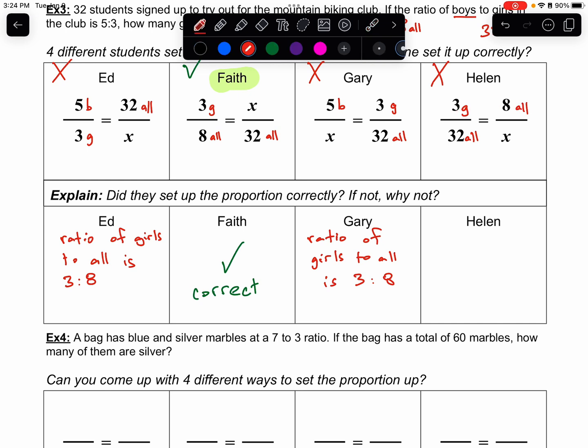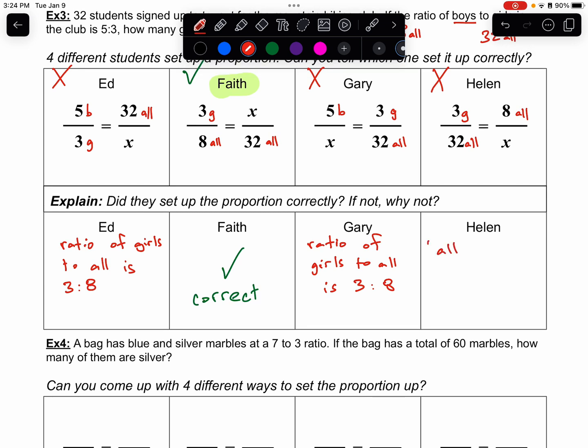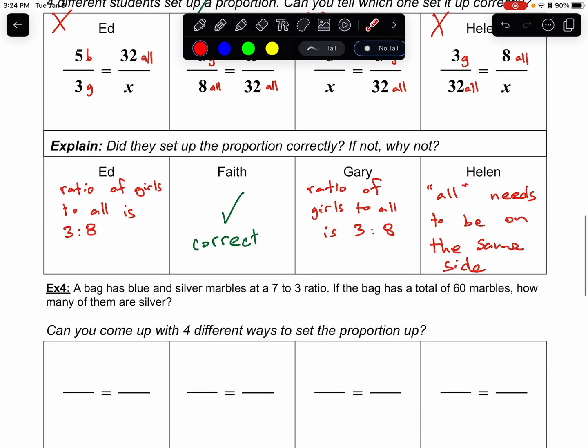I mean, you could also say the 3 is on the wrong side, but I would say the ratio number of all students and the actual number of all students need to be on the same side. All needs to be on the same side. And when we say same side, we could say they both need to be on the right side, or they both need to be on the top, or they both need to be on the bottom, but you can't have them diagonal from each other. That would just be wrong.